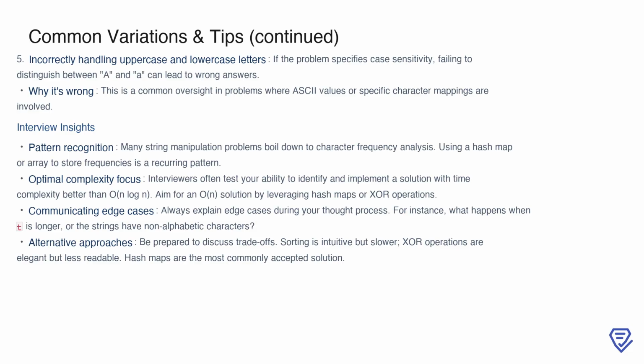Using a hash map or an array to track frequencies is a common and efficient approach. Interviewers also look for optimal time complexity, so aim for O(n) solutions by leveraging tools like hash maps or XOR operations, rather than relying on slower methods like sorting. Additionally, always communicate edge cases clearly during your explanation. For instance, consider what happens if T is longer than expected or if the strings contain non-alphabetic characters. Finally, be prepared to discuss trade-offs between approaches. Sorting is straightforward but slower, XOR is elegant but less readable, and hash maps strike the best balance between clarity and efficiency for most scenarios.